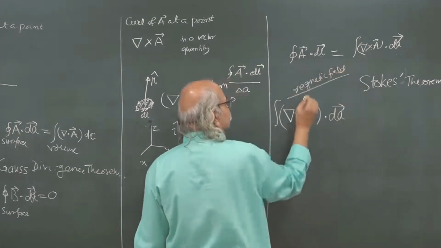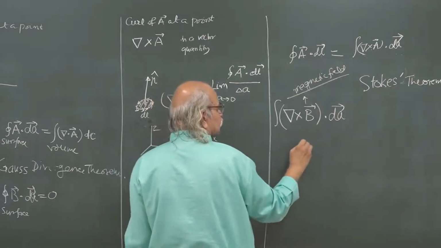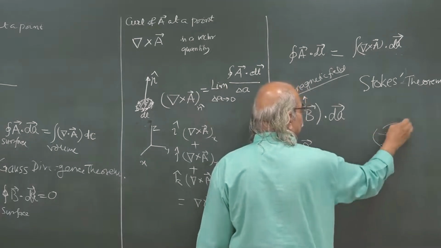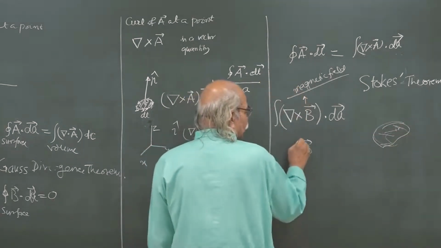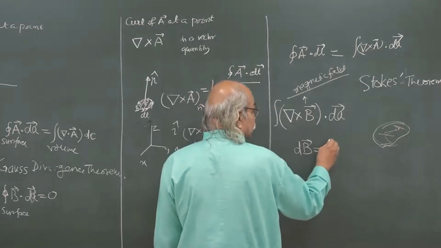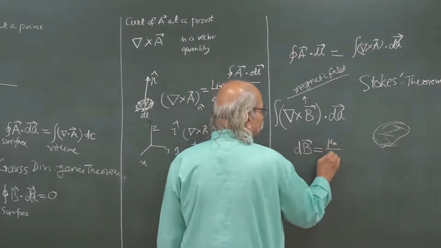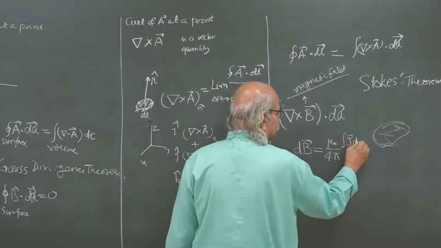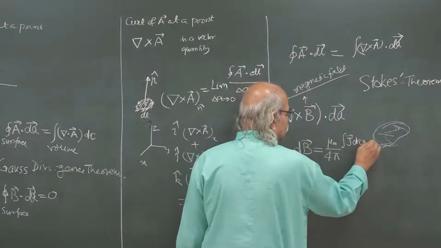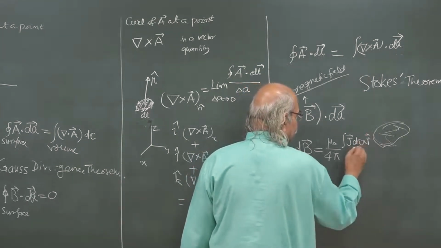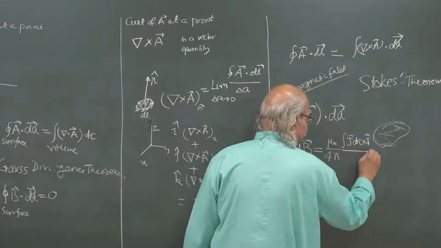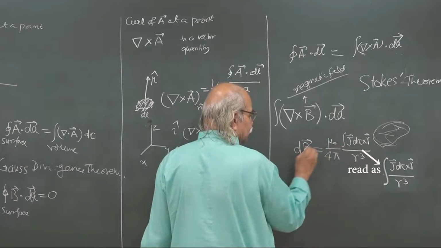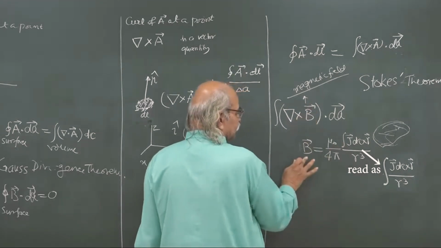And to calculate this B, what is this B now? You have a current distribution, you have some current distribution in the space, and then you know this dB from Biot-Savart law is mu naught divided by 4 pi, and then integration J d tau, that is the current element, and then cross r vector, and that divided by r cube. This is B vector, integration you have taken.